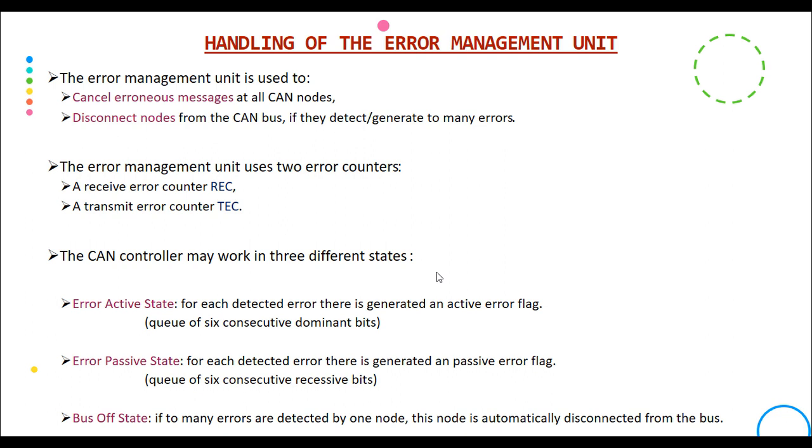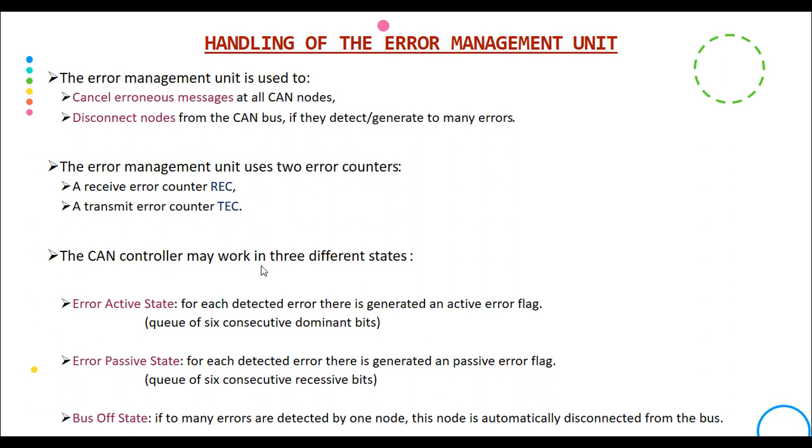Next, how does CAN handle the error? Basically, it has an error management unit. The error management unit's function is to cancel erroneous messages at all CAN nodes. Next, it disconnects erroneous nodes from the CAN bus if they detect too many errors. If a node generates multiple errors, it will be disconnected from the CAN bus. Error management uses two error counters. As I explained in my previous videos, the first is called the receive error counter, and the second is the transmit error counter.